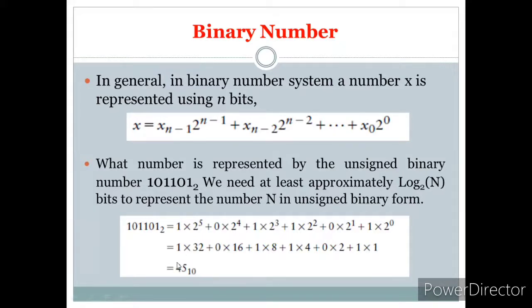So the number 45 can be represented by 6 digits. How? Because if you substitute n equal to 45 in log 45 to the base 2, we get about 6, because 2 raised to 5 is 32, so 5 digits cannot represent it, and 2 raised to 6 is 64. It is in between 5 and 6, so the highest number there is 6. So we have to represent that number with the help of 6 digits.